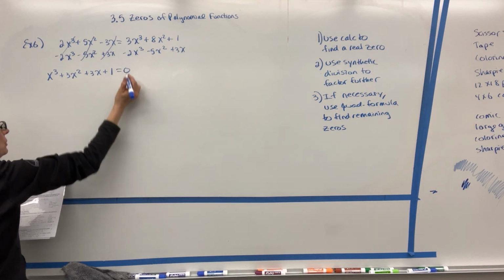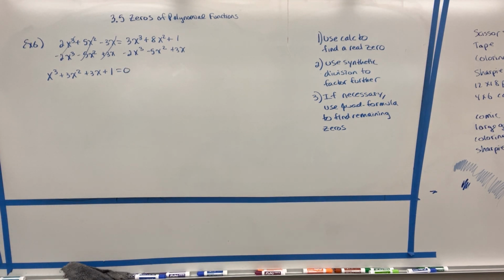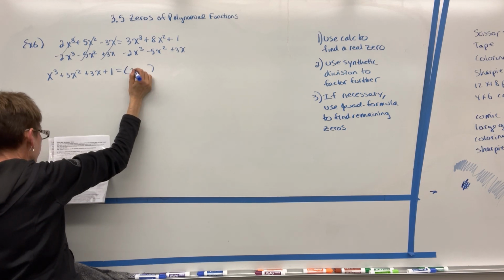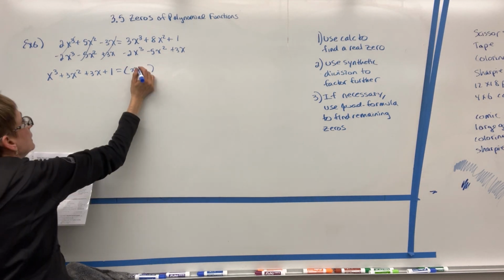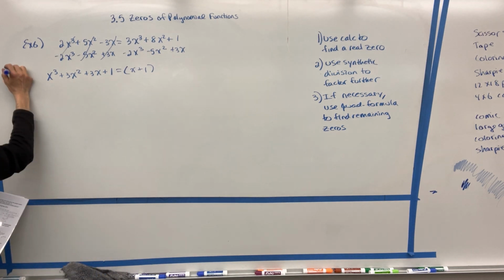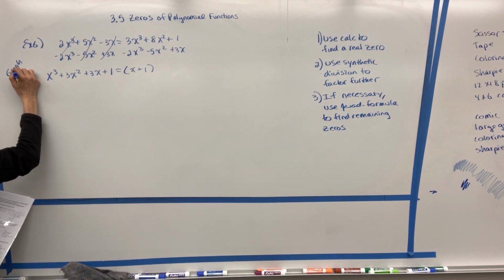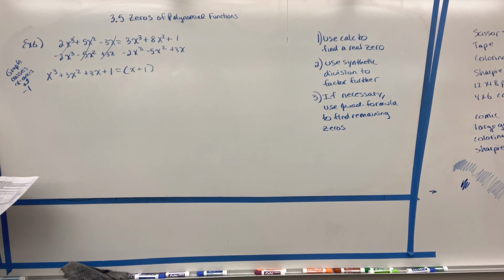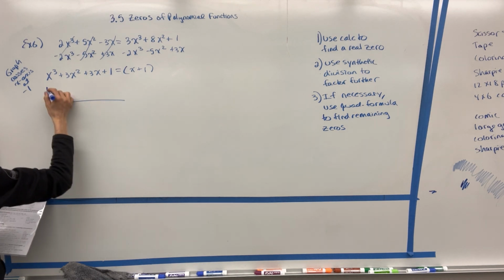Now, if we do the graph for this on our calculator, we can see that it crosses at negative 1. So if I want to rewrite this, I can write it as x plus 1. Because the graph crosses, let's just write here, the graph crosses the x-axis at negative 1. All right, so I'm going to do synthetic to find some more zeros.